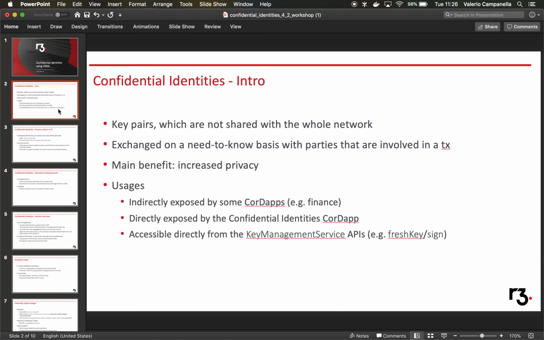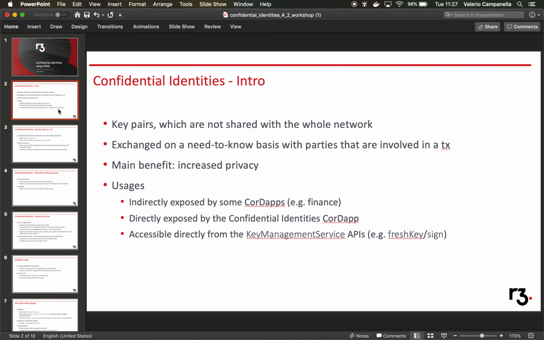These include TLS keys, used to establish a secure connection between parties on a network. And this includes confidential identity keys, which at the moment are used to exchange information and create transactions between nodes in, as the name suggests, a confidential way. So confidential identity keys at the moment are generated on a per transaction basis by the parties involved in a transaction. And they're used to make sure that no one outside of the parties involved in a transaction knows who actually has participated in it.